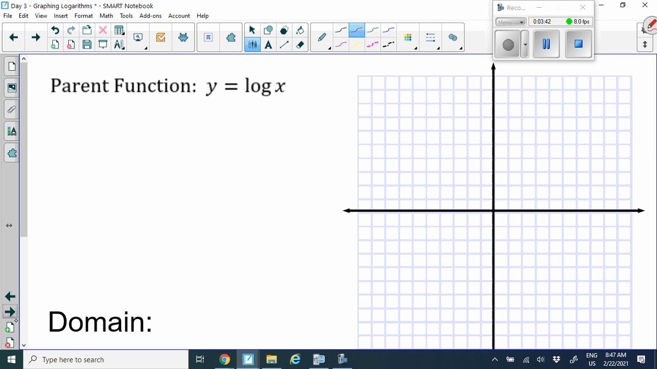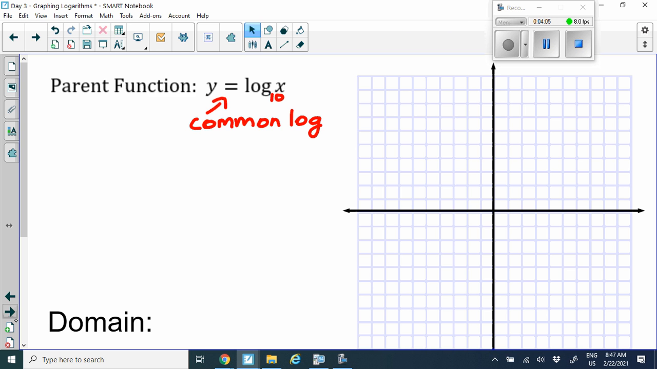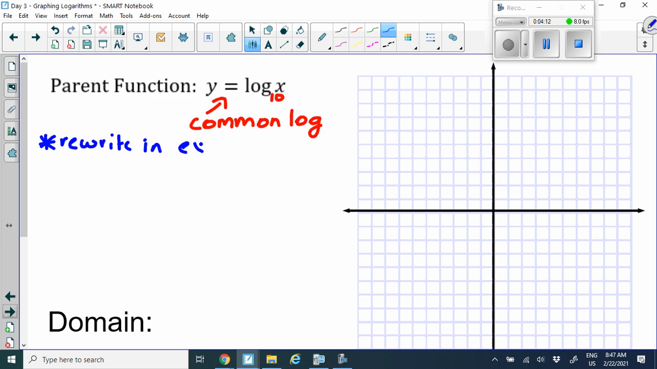So let's talk about the parent function, y equals log of x. Ooh, what type of log is this? We don't see a base here. This is our common log. So don't forget, any time that we don't see that base, that is a common log. That means the base is going to be 10. Now the first thing we need to do is actually rewrite in exponential form.